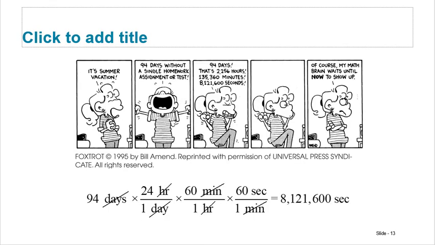So let's look at this. 94 days without a single homework assignment or test. 94 days, that's so many hours, that's so many minutes, that's so many seconds, right? Of course, my math brain waits until now to show up, right? Funny. But how did they get that? Well, it's just through a bunch of conversions, right? You go from days to hours, hours to minutes, minutes to seconds, and then you're just multiplying all of the numbers, because this one's technically over 1. So when you multiply fractions, it's tops, right? And then that's where you get that big, huge number.